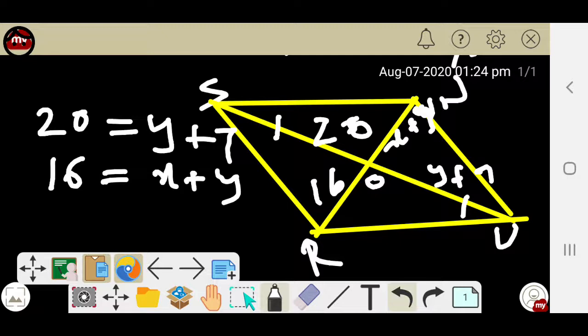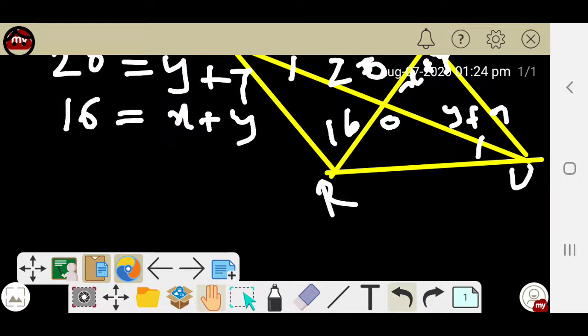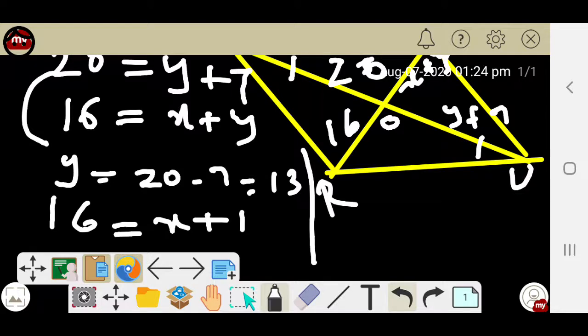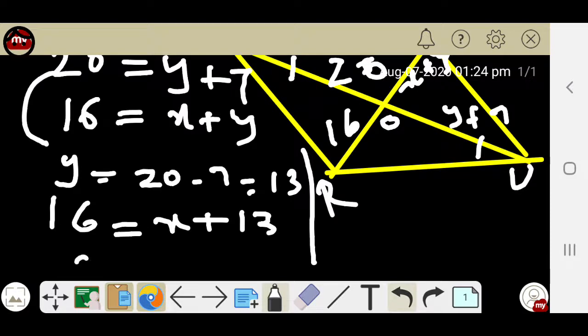From the first one, 20 equal to y plus 7. What is y? y equal to 20 minus 7 equal to 13. Very simple, 13 plus 7 is 20. So y is 13. If y equal to 13, what is the second? 16 equal to x plus 13. So x equal to 3, because 3 plus 13 is 16. So what did we get? x equal to 3 and y equal to 13.